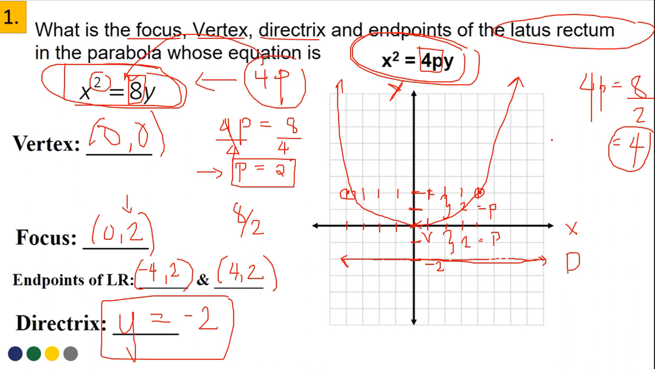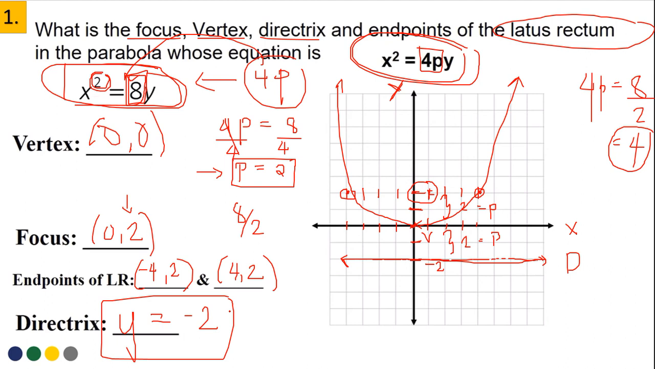I repeat. Sir, how did you get focus 0, 2? Because the exponent, sir, is at the x value. That's why the opening, it could be downward or upward. Sir, since it is positive, ibig sabihin po, sir, it's upward. So we're going to use, since we already know the opening of the graph, sir, meaning to say the focus is at pataas din siya, sir. Kaya nandito yung focus natin. Okay? That's the technique. Next.